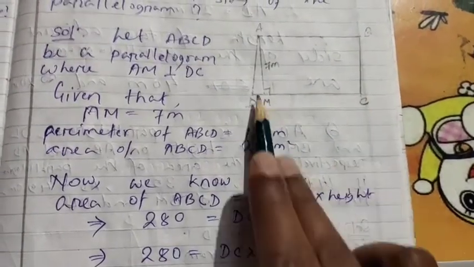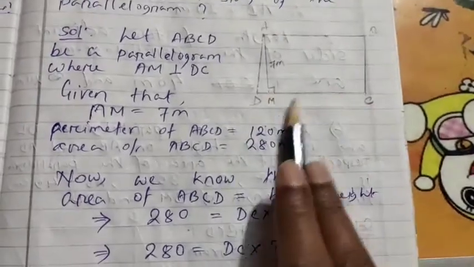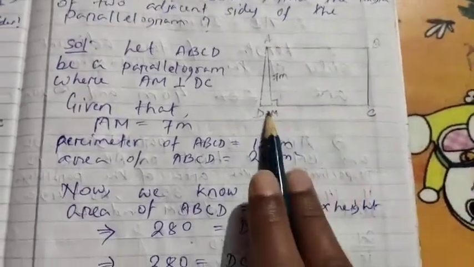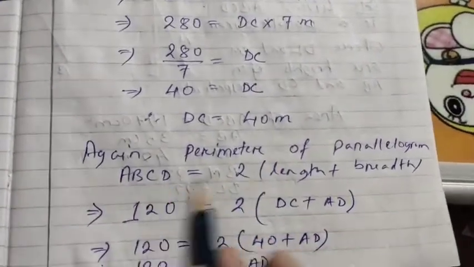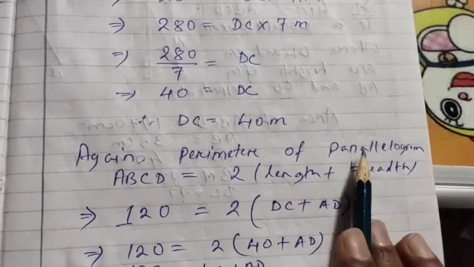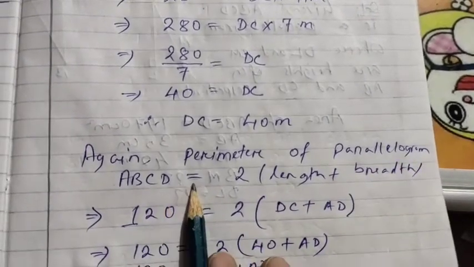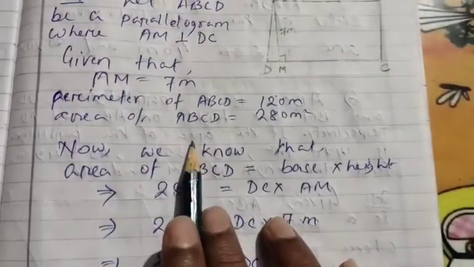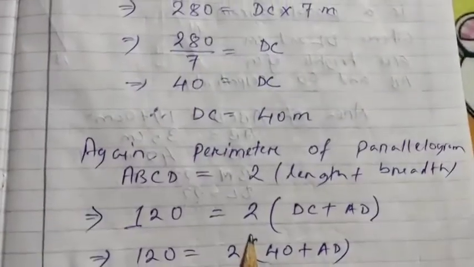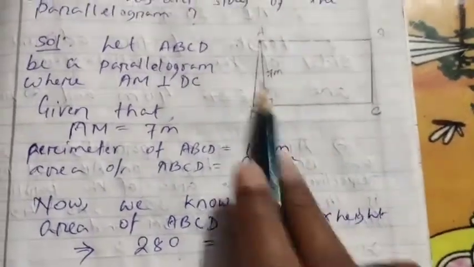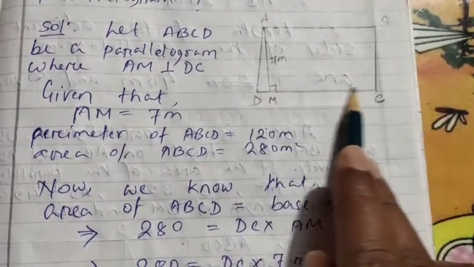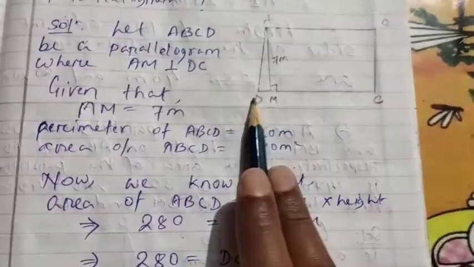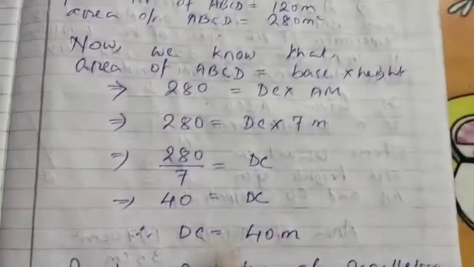So next we have to find either AD or BC, then you will get the two adjacent sides. One side is DC equal to 40 meters. Again we know that the perimeter of a parallelogram is 2 into length plus breadth. So in case of ABCD, the perimeter is 2 into L plus B. The perimeter is given as 120 meters, and length plus breadth is two adjacent sides. In this case, suppose DC is length and AD is breadth. DC is length, we already found DC is 40, and AD we can find from this.